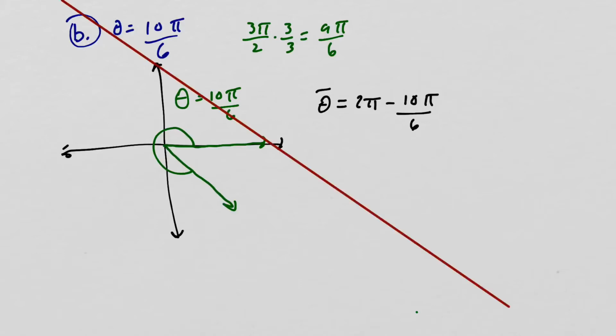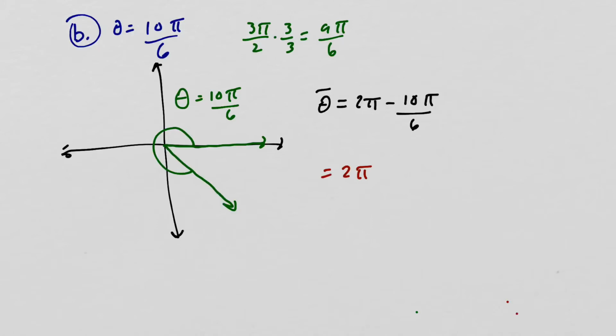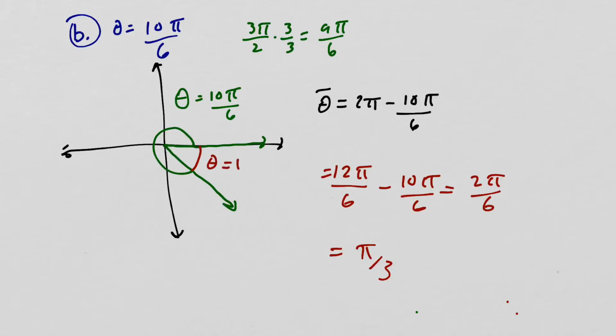And the result, we can simplify this to be 2 pi, or say 12 pi divided by 6 minus 10 pi divided by 6 is equal to 2 pi divided by 6, which is pi divided by 3. So the reference angle in this picture is given by pi divided by 3.